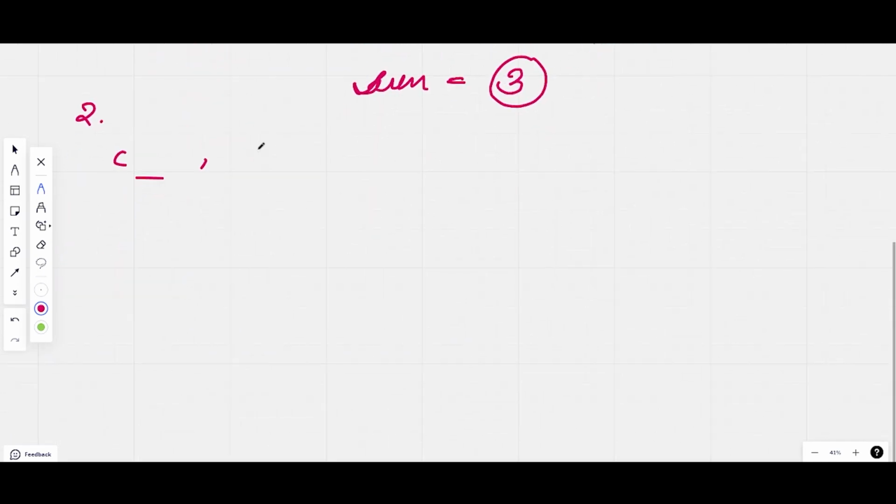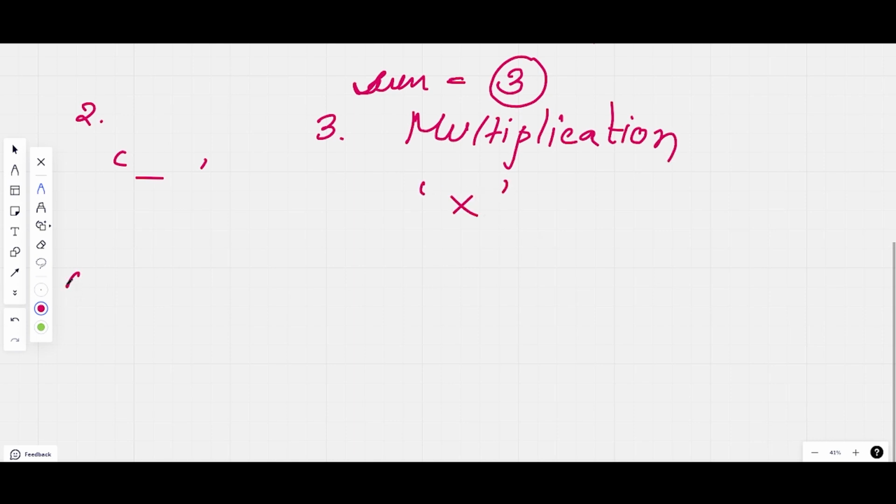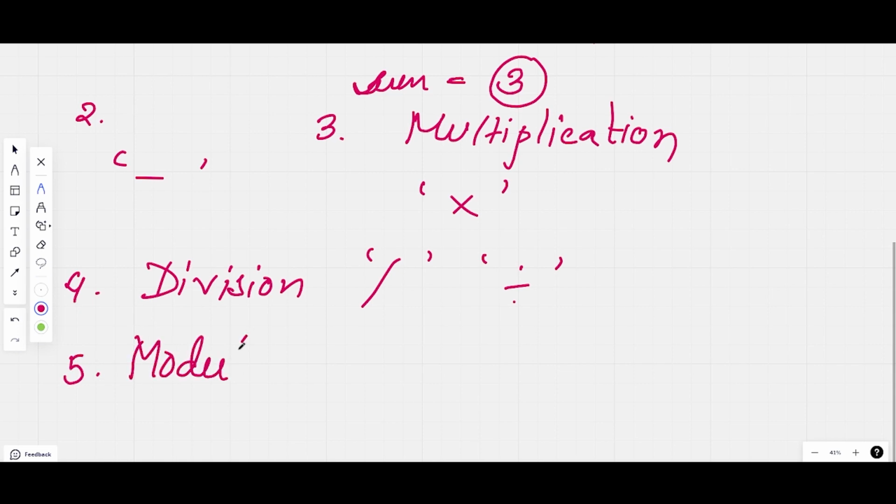The third one would be multiplication. Multiply. Fourth one will be division. Fifth one is modulus. Now maybe somebody will get confused, like what is it if you don't know it. Let me give you the idea about it. Modulus we write using the percentage symbol.